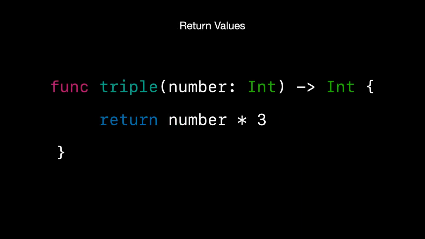Here's another implementation of a function. This function is called triple. It accepts a single parameter that is an int called number, and it returns an int. In the body of the function between the curly braces, the number that's passed in is multiplied by 3 and then returned.